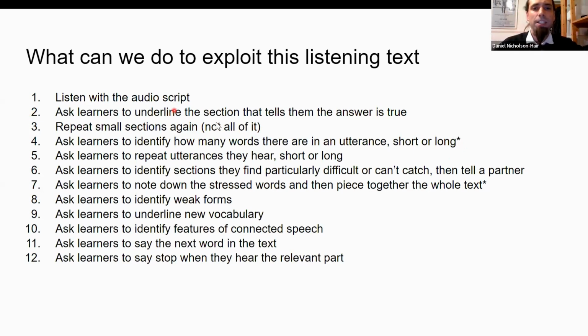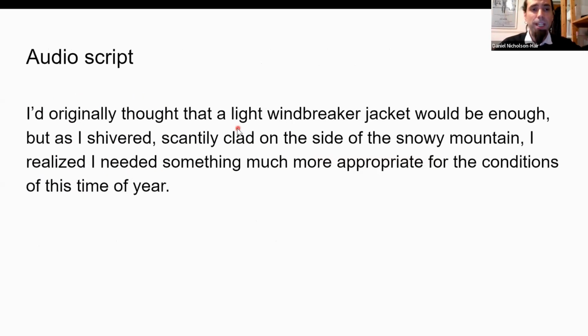So ask learners to underline the section that tells them the answer is true. They could do that here. I think you would have various answers, which is why it might be good to do a pair check after this, because you could have shivered as an answer. You could have scantily clad, if somebody knows what that means. But you could also have originally and then realized, because it shows his change in thought. So if students compared what they had underlined, they would get a lot out of that, I feel.